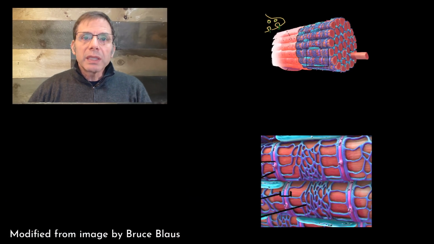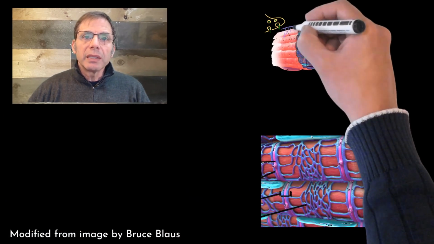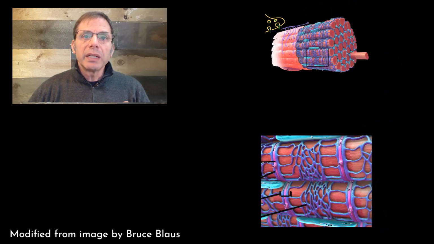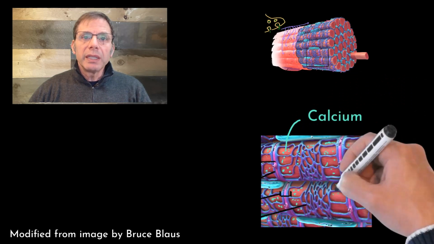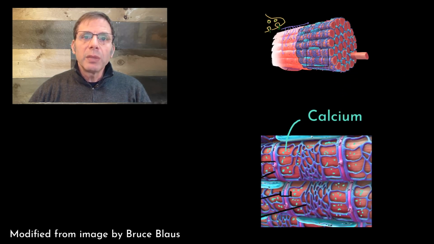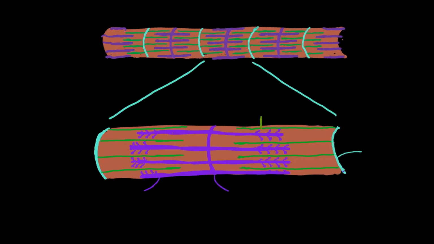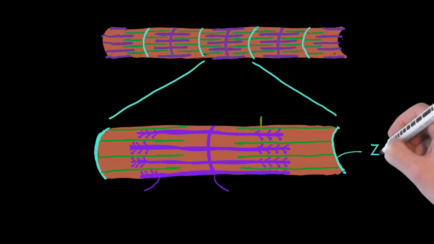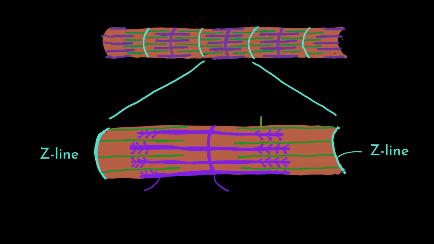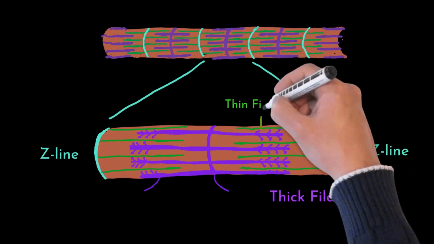We'll start with the muscle fiber and the action potential that spreads across the sarcolemma and down the T-tubules. This causes calcium to be released from the sarcoplasmic reticulum, so calcium is surrounding each of the myofibrils. Each myofibril is a string of sarcomeres, and we'll zoom in on a sarcomere to see how calcium changes things. The sarcomere has two edges called Z-lines. Between the Z-lines are thick and thin filaments.